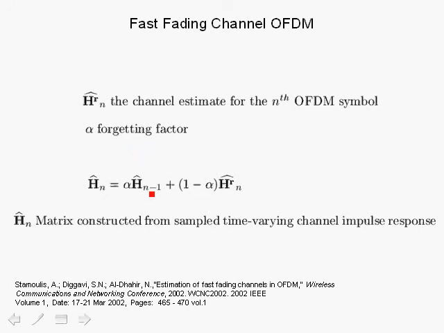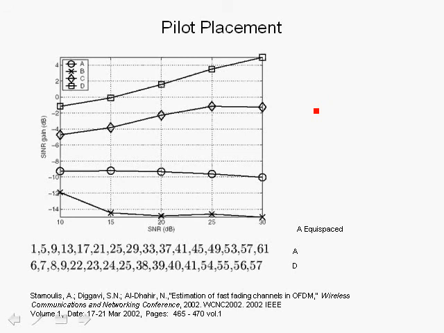Then we can update the estimate of the channel impulse response with the previous estimate and the new estimate using the formula shown over here, where alpha is a forgetting factor. For example, if alpha is equal to 1, then we only use the estimated impulse response during initial acquisition. Alpha is usually going to be very close to 1, so that as we get more information about the changing impulse response of the channel on a per symbol basis, we can update the actual impulse response estimate of the channel.